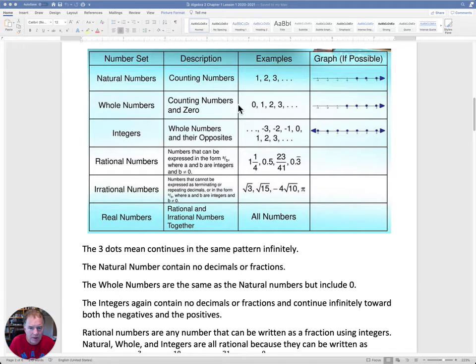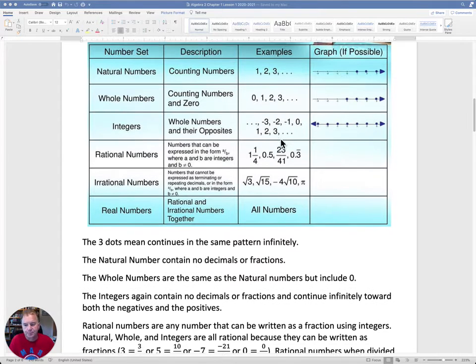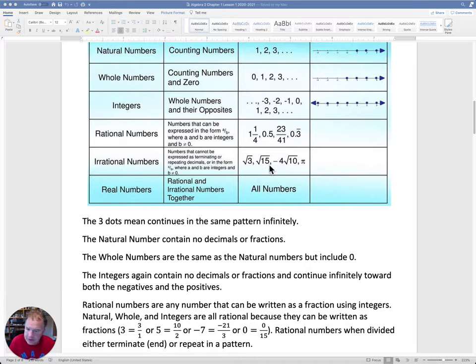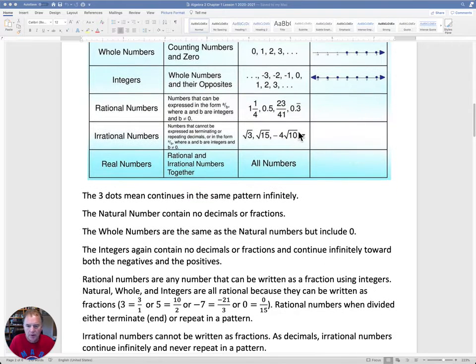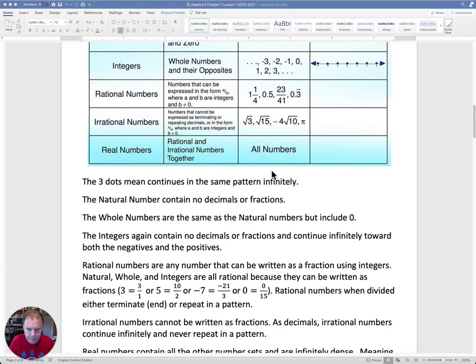And remember, all these can be written as fractions because I could write 3 as 9 divided by 3 or 21 divided by 7. Irrational numbers can't be written as fractions. They're decimals that go forever and never repeat. Real numbers are all these numbers. Real numbers include all the positives, all the negatives, fractions, decimals, everything. That's what we work with most of the time, are real numbers.